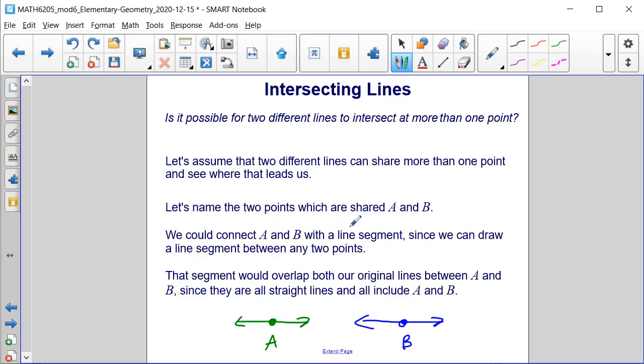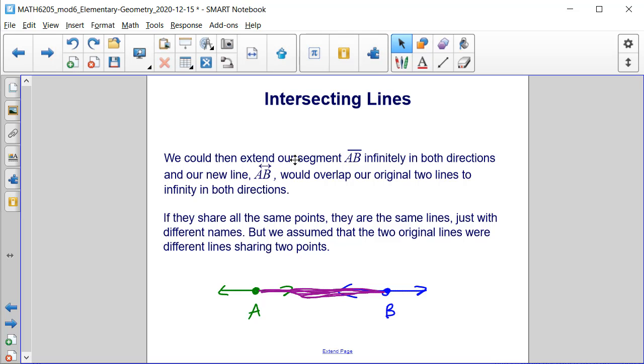And we could connect A and B with a line segment. Since we can draw a line segment between any 2 points, notice how this line segment is overlapping the extensions of the original lines here. It was done on purpose. The segment overlaps both of our original lines between A and B. And since all lines are straight and segments are straight, they will all include A and B.